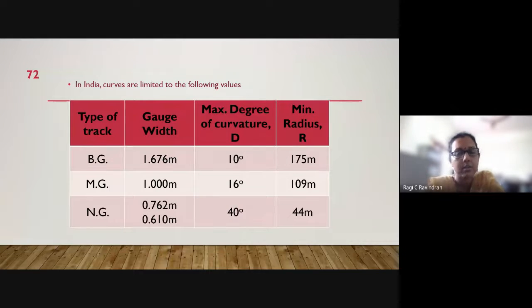Now we are moving to some standard values recommended by Indian Railways. So all these values we are following only in India. Okay. So here you can see the type of track.